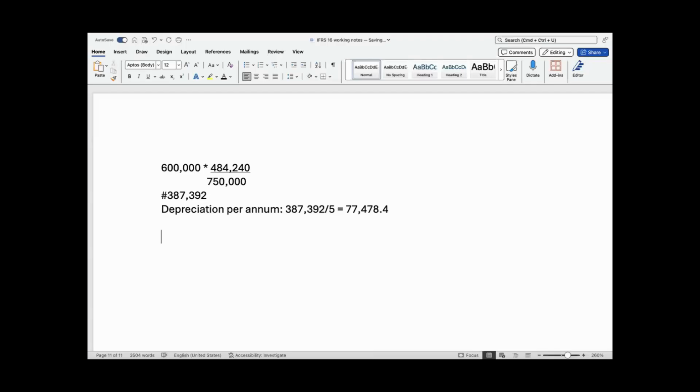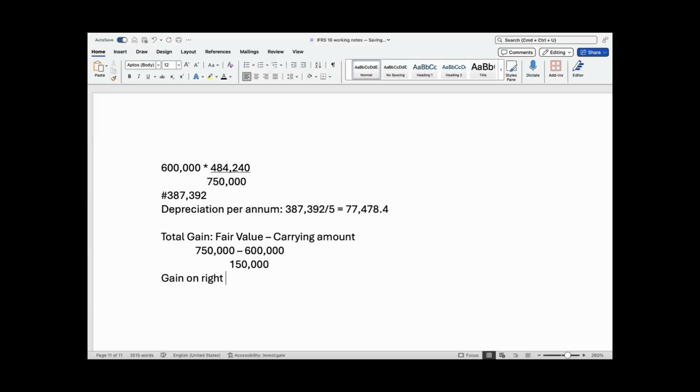Finally, I will then recognize the gain. The total gain is the fair value minus carrying amount. And the fair value is 750,000. The carrying amount is 600,000. My total gain, therefore, is 150,000.